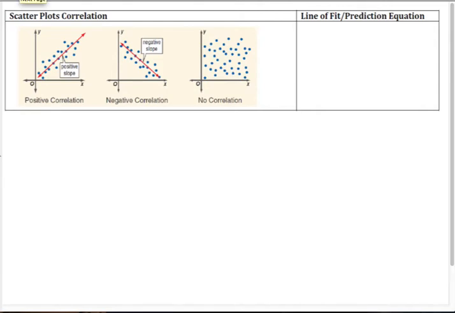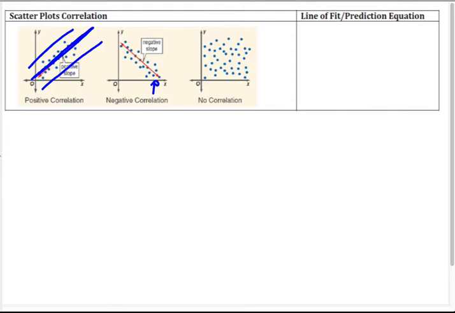Scatter plots, correlations. We talked about that a little bit. You can see all these points are kind of going up in a straight line here. This line, however, right here, best fits all the data. That's a positive correlation. Here's a negative correlation right here. The data's kind of going down.